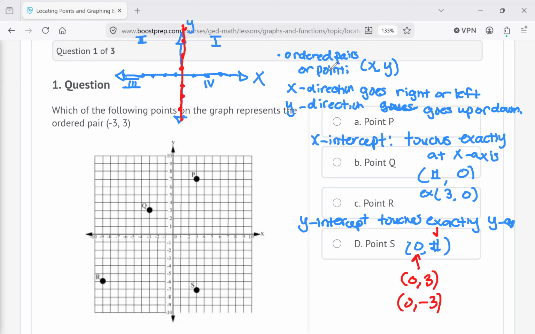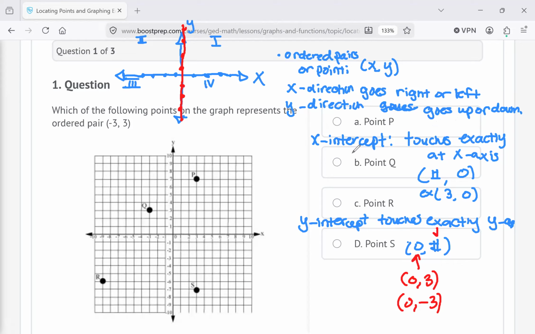Okay, so let me review. An ordered pair or a point is always in the form x comma y. The x value always goes right or left. If it's positive, it goes to the right. If it's negative, it goes to the left. In the y direction, it goes up or down. If it's positive, it goes up. If it's negative, it goes down.